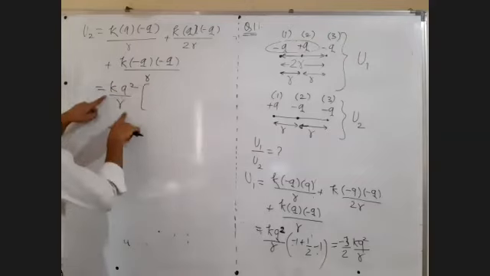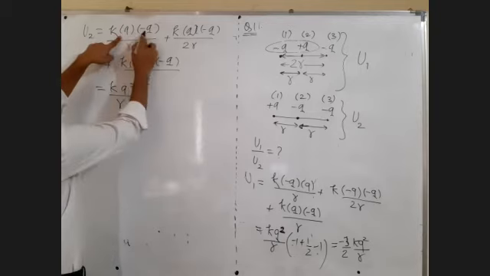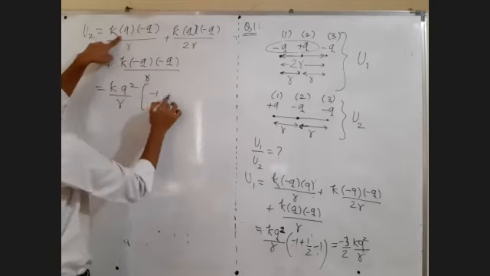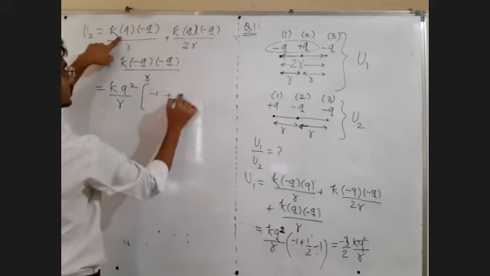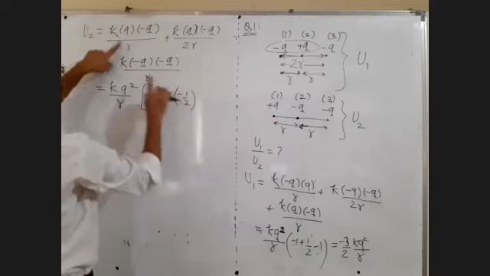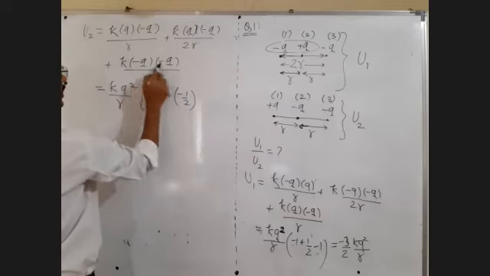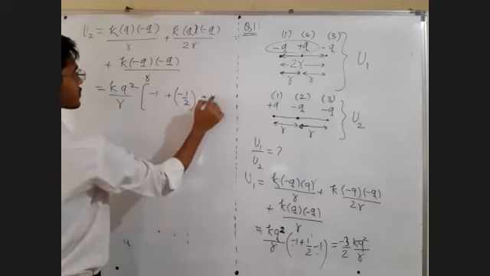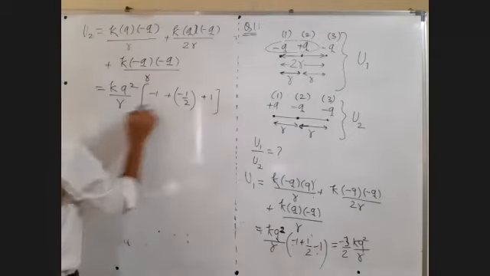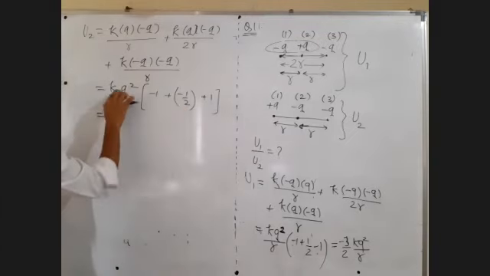K into Q square upon R, plus 1 minus 1 upon 1, plus 1 minus 1 upon 2, minus 1 minus 1 upon 1, because everything else is common. Minus 1 upon 1. Sir, plus 1 minus 1 cancel. This minus half into this.